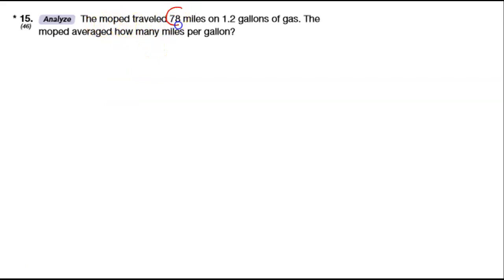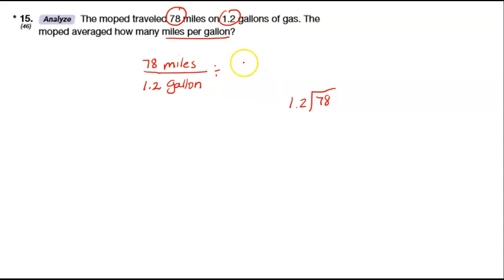The moped traveled 78 miles on 1.2 gallons of gas. The moped averaged how many miles per gallon? Okay, so we want to know miles per gallon. How many miles do we have? 78. How many gallons do we have? 1.2. So we're going to divide 1.2 into 78 to get our miles per gallon. 78 divided by 1.2 is, that's not it. Let's try again. 78 divided by 1.2 is, oh, it is that. Okay, 65 miles per gallon. That's really good.